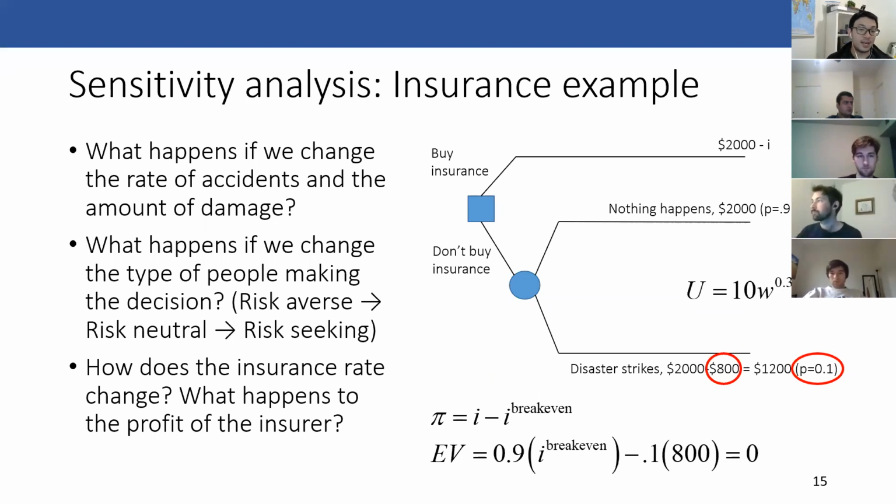You can also look at what happens if you change the type of person making the decision. In this particular example, this function with u equals 10w to the 0.3 is an example of a risk-averse person. What happens if we change it to someone who is risk-neutral versus risk-seeking? How might that change things? So if you change these parameters, how does the insurance rate change? What happens to the profit of the insurer?